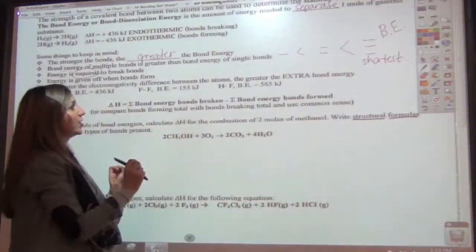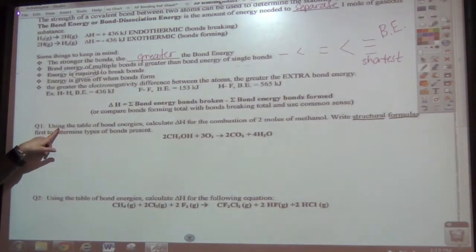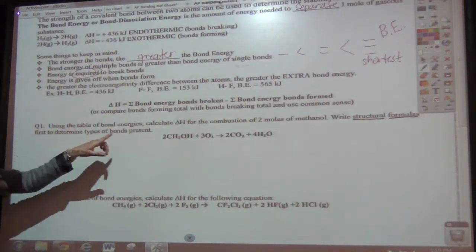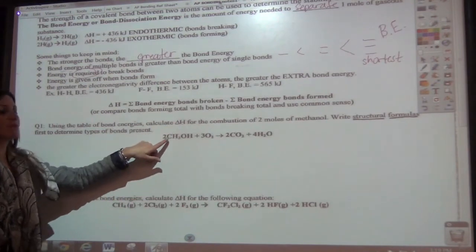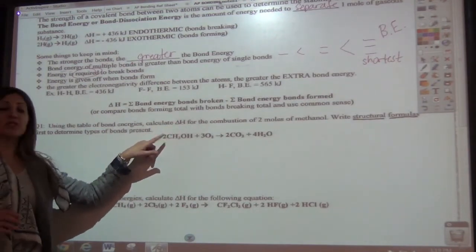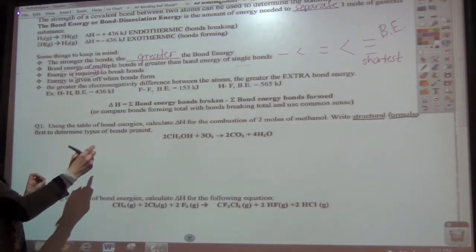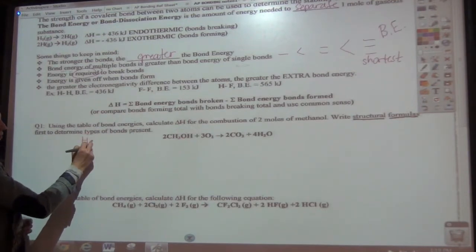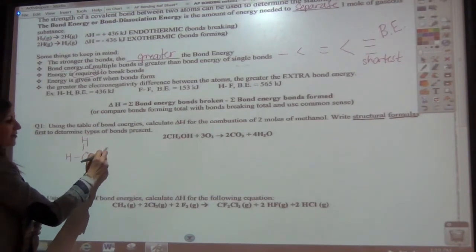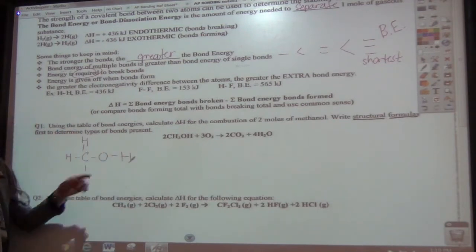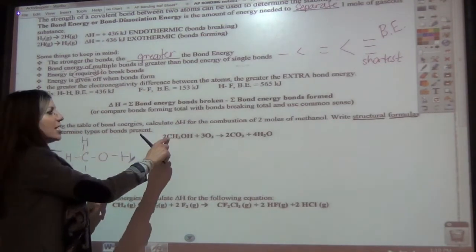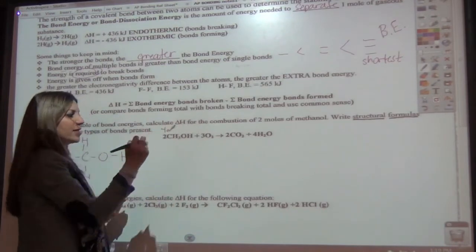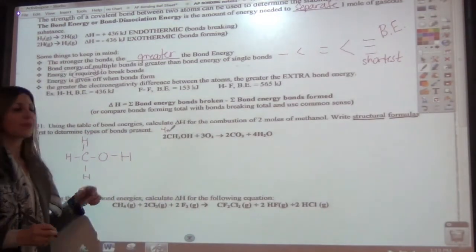So let's come back here real quick. On here, it says using the table of bond energies, you're going to calculate your delta H for this methanol right here. Let's first draw the methanol. I've got CH3OH, so I'm going to have a C and then 3 H's coming around it, and then we're going to have an OH. Now if I work out the Lewis structure for this, carbon has 4 valence electrons, and each hydrogen has how many? 1.